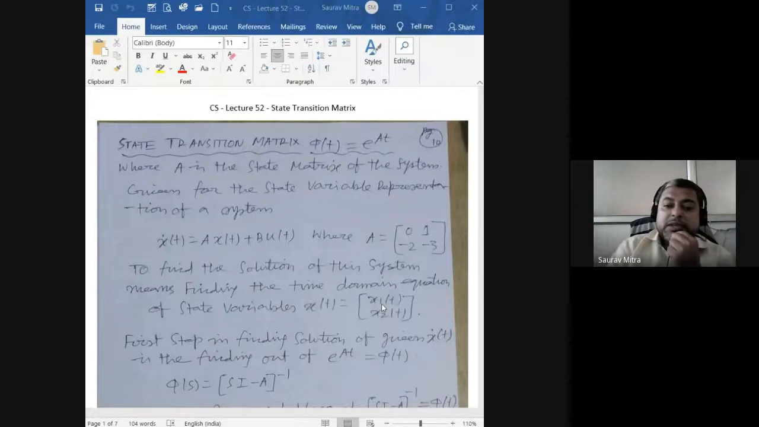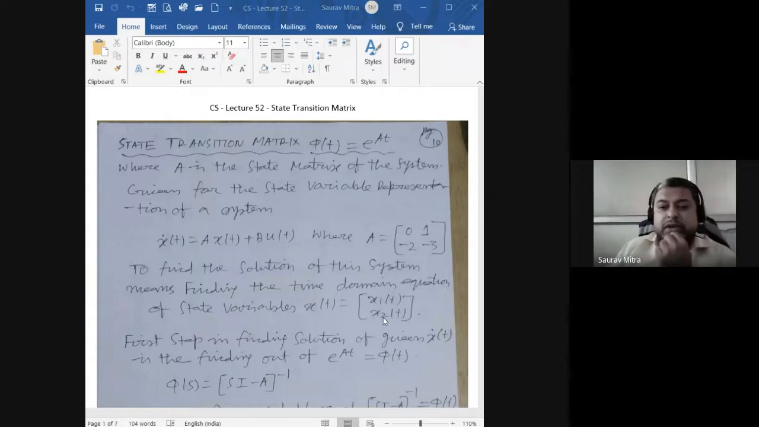Suppose x1 is an inductive current, so maybe this x1 0 value will be maybe 0.2, and x2t may be the capacitive voltage, so that value may be 0.7. So in that case, x0 matrix will be 0.2, 0.7. Okay, so that matrix, if you multiply with the state transition matrix, you get the solution of the homogeneous state variable system.